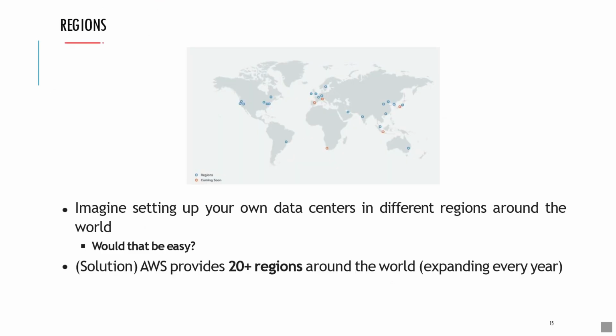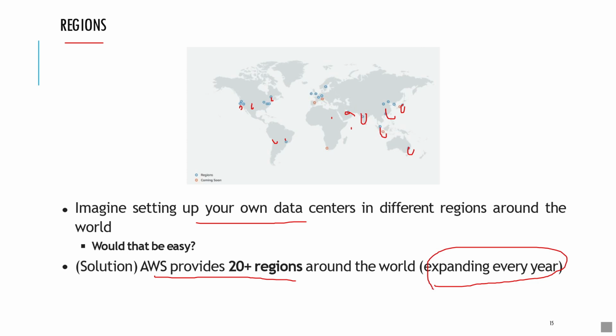So what are regions? Let us consider if we want to set up our own data centers around the world, would that be easy? Obviously, it is not easy, because it requires a lot of money and a lot of infrastructure to set up data centers across the world. But AWS provides 20 plus regions around the world, and it is expanding these regions every year.